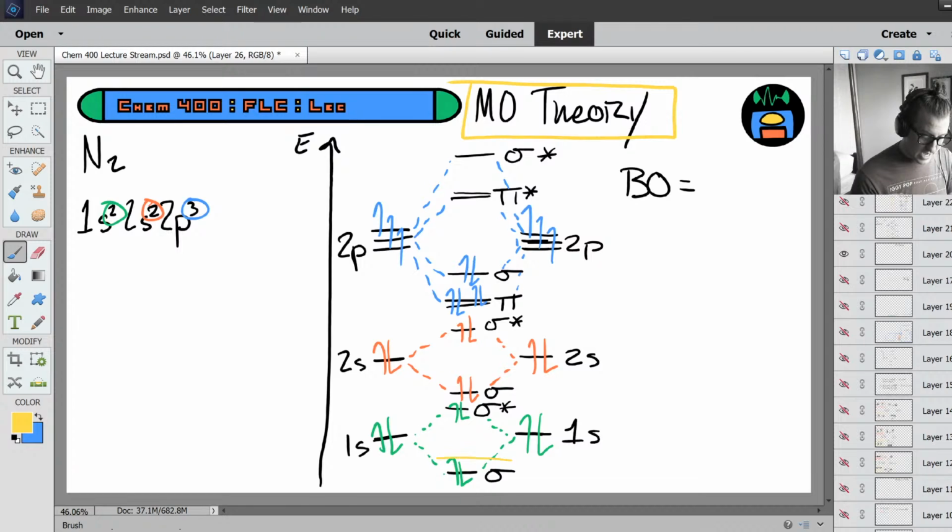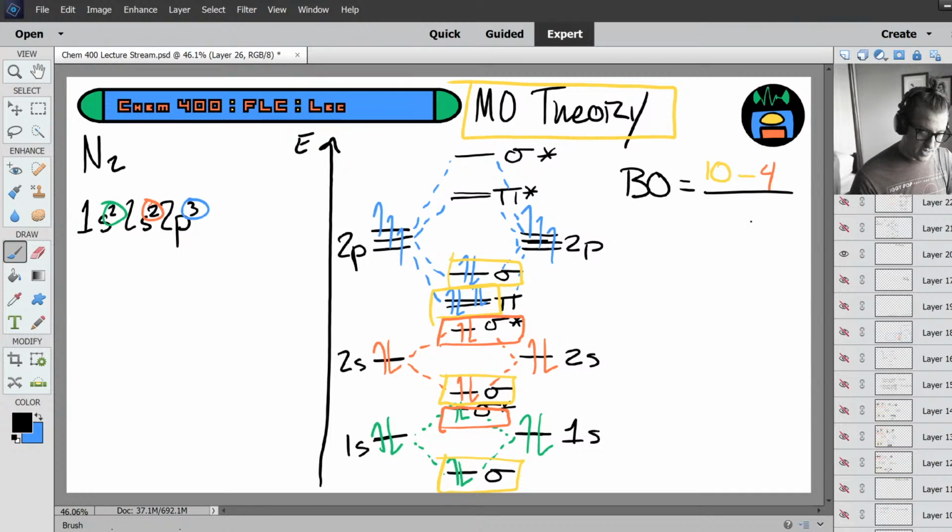So first we look at all of our bonding electrons. We have 2, 4, 8, 10. So we have 10 electrons in bonding orbitals. And now we subtract our antibonding electrons. We have 2 down in the sigma star, plus another 2, so that's 4. And those are all the electrons in antibonding orbitals.